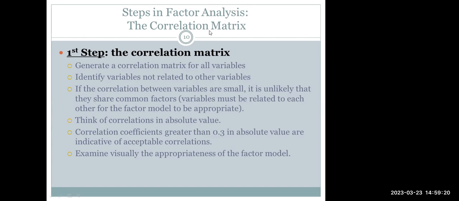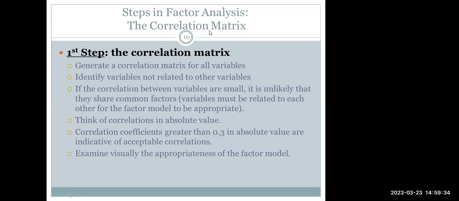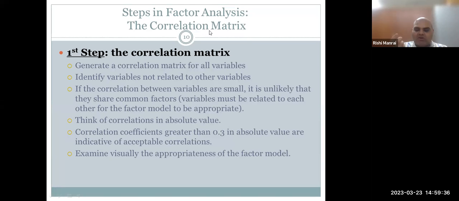Factors are derived out of the commonality between the variables. If there is something common between two or three variables, factor analysis will combine them to form one construct, right? So if there is no commonality between variables, or the quantum of commonality is so high.